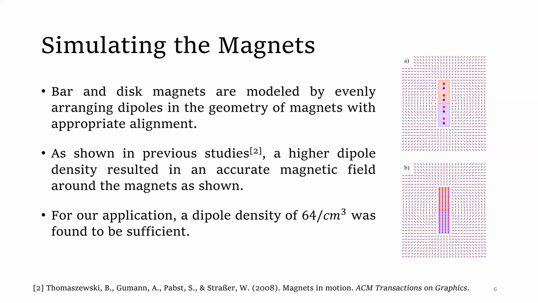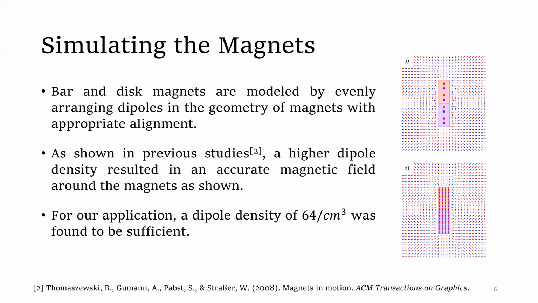Previous studies have shown that a magnet of any shape can be constructed by populating it with dipoles uniformly and aligning it according to the direction of the magnetic axis. Figure A shows this by using just 4 dipoles to construct a simple bar magnet. However, the density of dipoles is very low here, which leads to poor results of the magnetic field surrounding the bar magnet. However, the magnetic field far away still remains accurate.